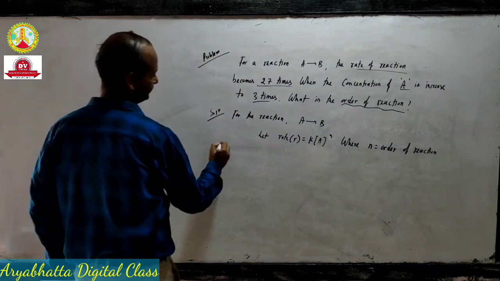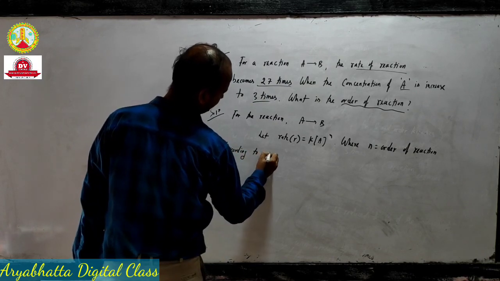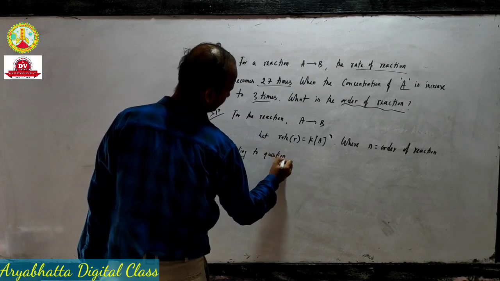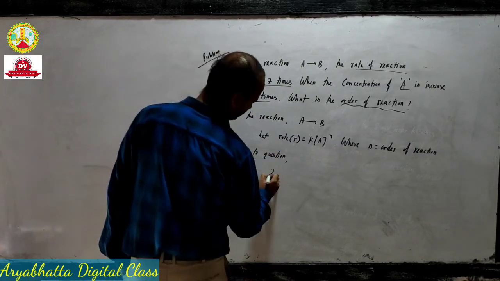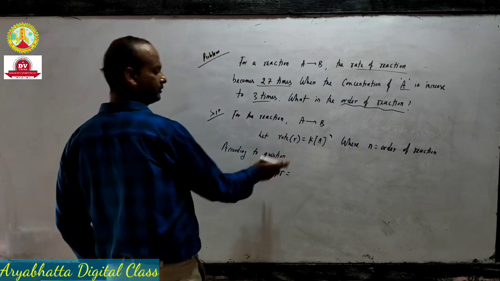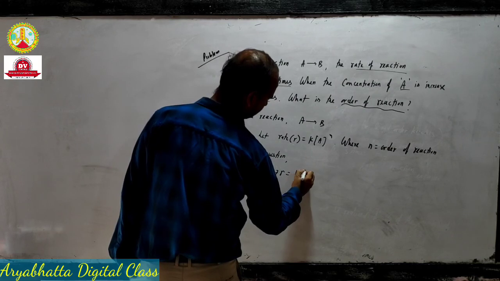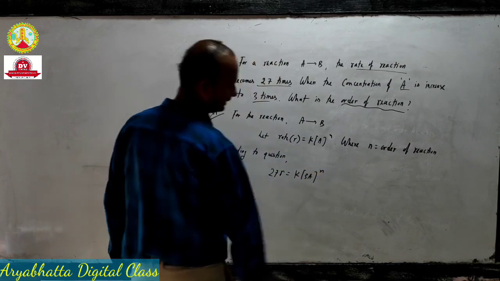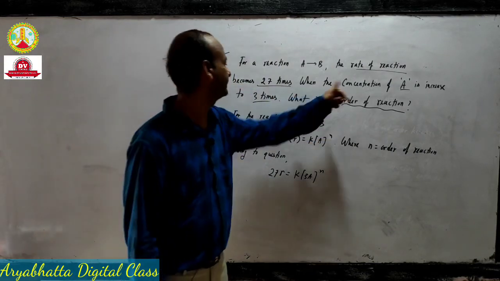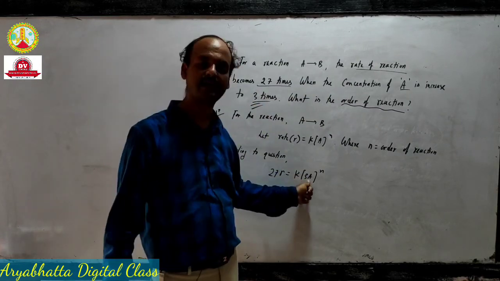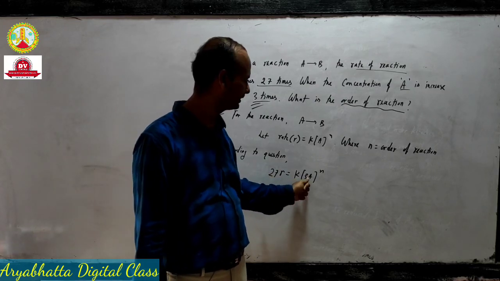Now according to the question, rate becomes 27 R. When the rate becomes 27 R, the concentration of A is increased to 3 times. How much did we increase the concentration? 3 times. So this will be 3A to the power n. Again I repeat: for this reaction the rate is this one, and you have to find the order. After that, the concentration is increased 3 times, so write 3 times. After increasing the concentration 3 times, rate becomes 27 times. So 27 R equals K into 3A to the power n.